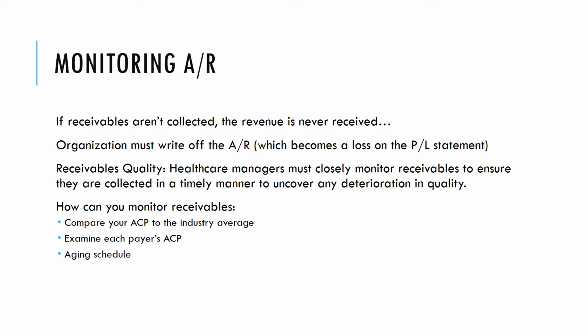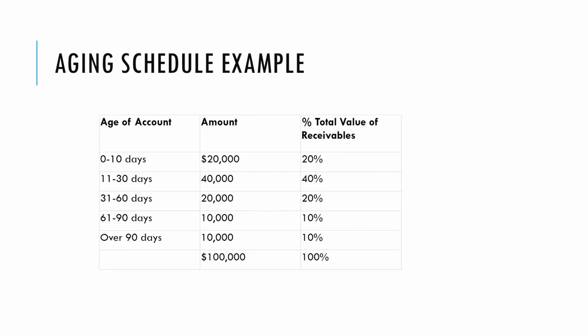The next thing that you can do in order to monitor receivables, or the second tool, is that you can use an aging schedule. And so what an aging schedule does, actually, we'll go ahead and go to the next slide because it has an example of an aging schedule. What an aging schedule does is it breaks down the business's receivables by age of account. And aging schedules are important to good receivables management for two reasons.